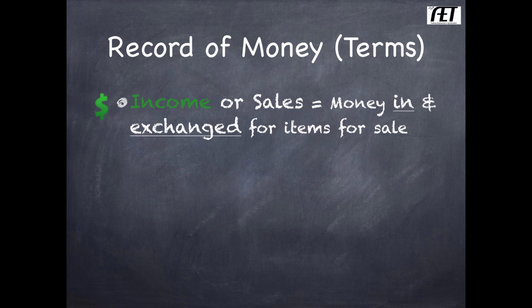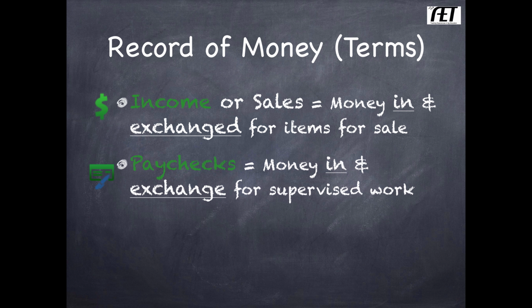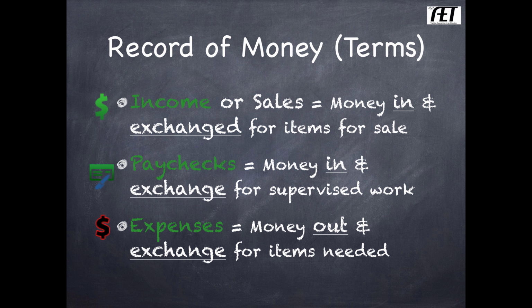Okay, so in this record of money, what are the terms that ought to be talked about right up front? First is income. Income is when you have an entrepreneurship project and you get money in for the items that you sold or traded to someone. Now, sometimes we get money in, but it comes from a paycheck. So when paychecks happen, money comes into us in exchange for our work. And then finally, money going out would be an expense, in exchange for items I need in my SAE project. Expenses are going to be these short-term items that you got to use in your project. And that would be an example of money out.